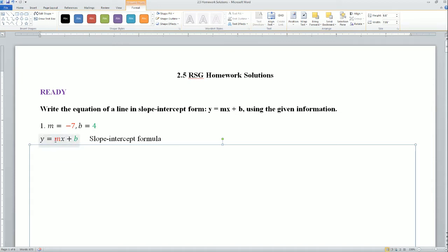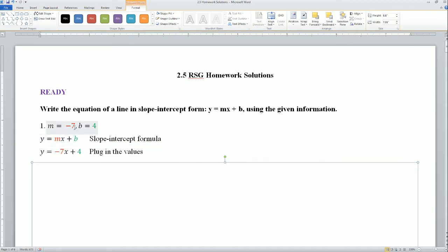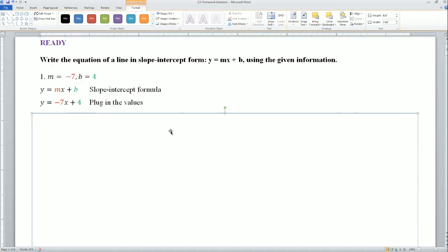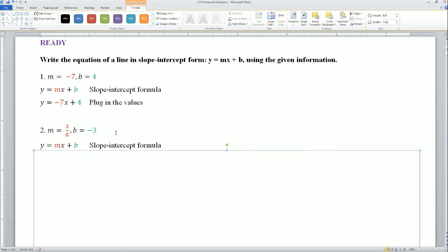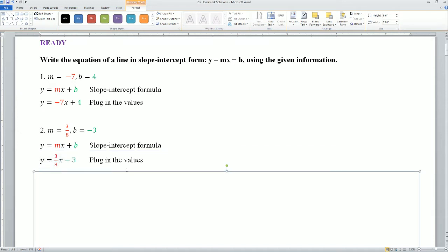Here I color code it to make sure that you see where I'm making the substitution. The red is the slope part, which is -7, and the 4 is the y-intercept, which is green. The color coding is for you to see where I'm making the substitution. Number 2, same thing. There's my slope, there's my y-intercept. I write the equation, y equals mx plus b, and I plug in the values.